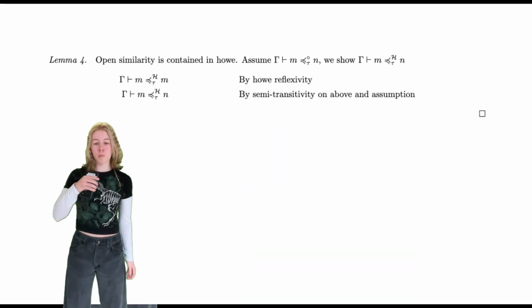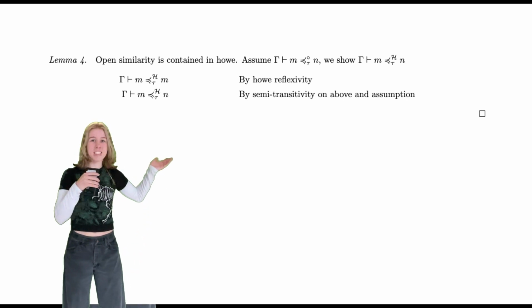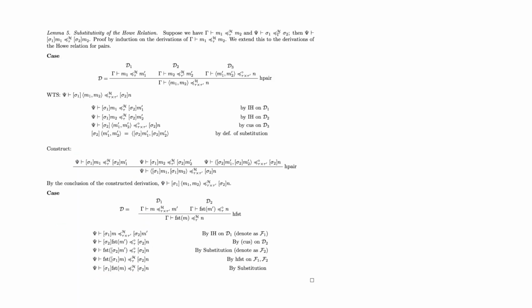Lemma 4 says that open similarity is contained in Howe. This proof is immediate by reflexivity and semi-transitivity. We now show substitutivity of the Howe relation.